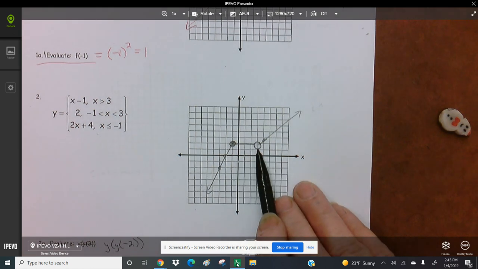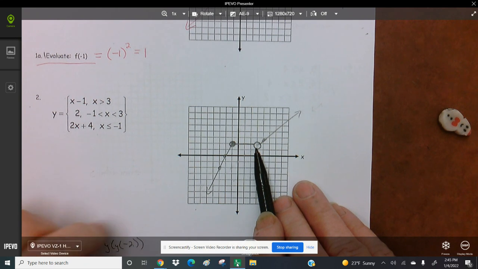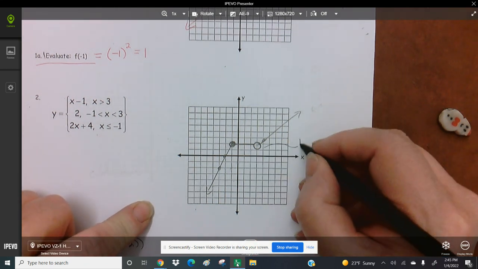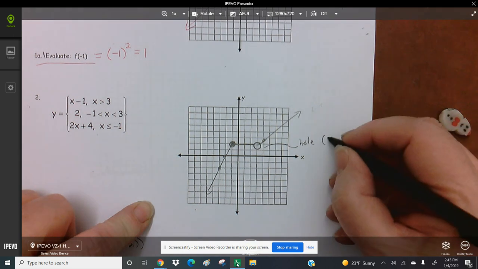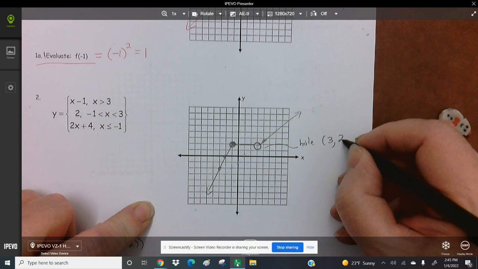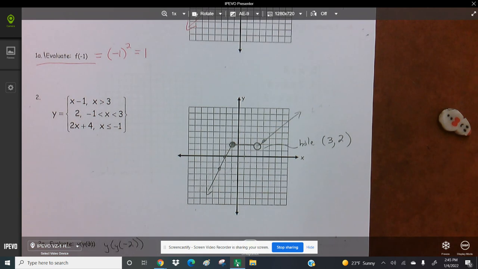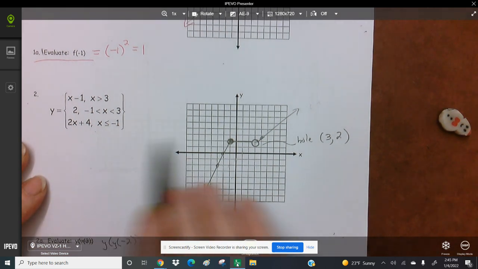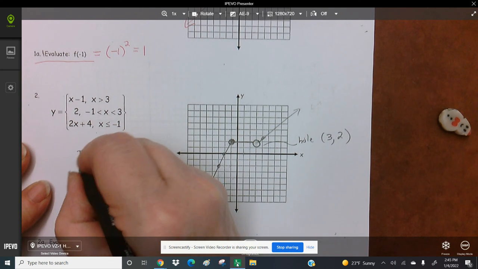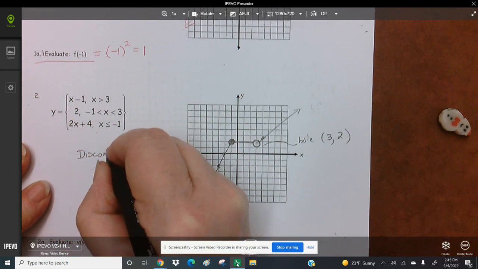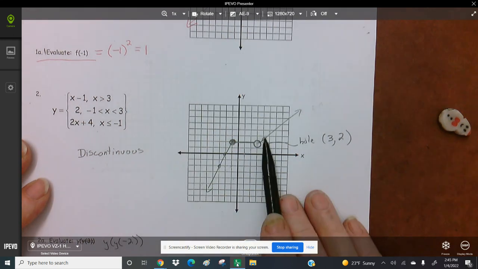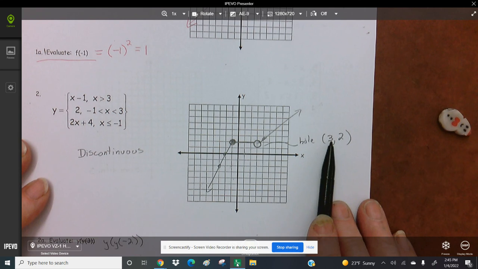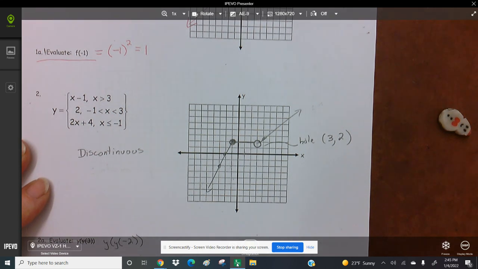I still have this open circle here. This never got colored in from any of the functions. So this means I have a hole in my function. And the hole is at 1, 2, 3. It's at positive 3, 2. So I have a hole at positive 3, 2. That means that this is a discontinuous function. Right? Because this domain and range would not be valid for this particular function.